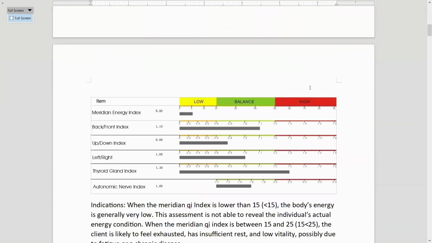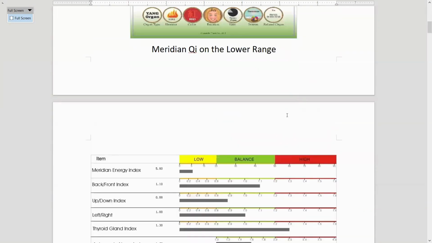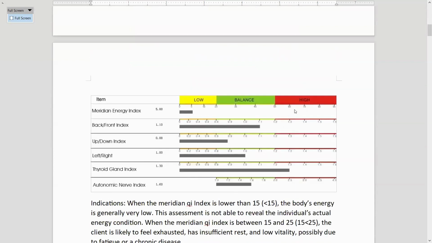The next one we have is energy in the low. So when we see something like this, we see that, wow, they're very low. So it's at 5.8. The issue when they're in the low is that the rest of these graphs are easily going to be affected because let's say they're in the low and they have one meridian that would show up normal in any other scan. Well, that normal meridian is now going to look like it's very high.